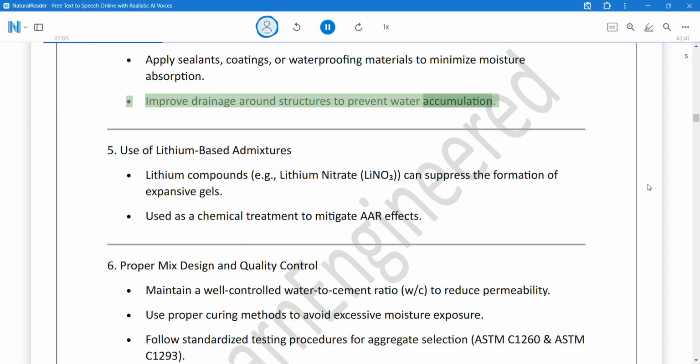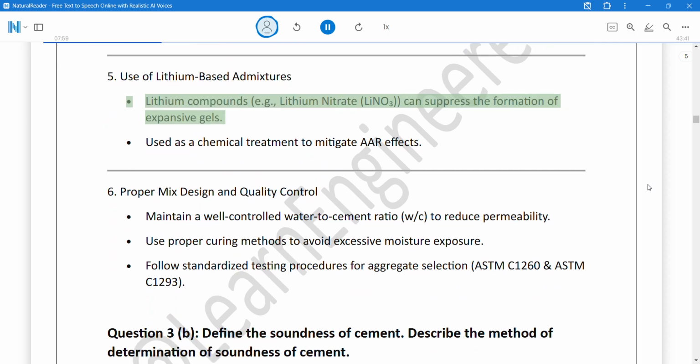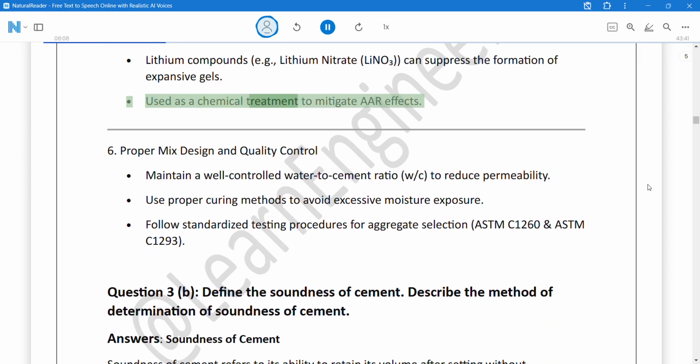5. Use of lithium-based admixtures. Lithium compounds can suppress the formation of expansive gels. Used as a chemical treatment to mitigate AAR effects.